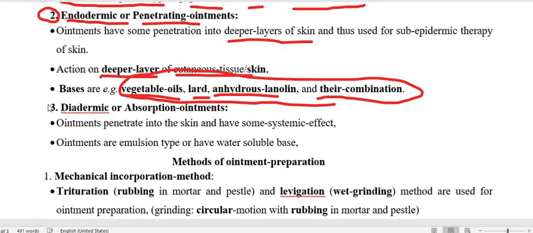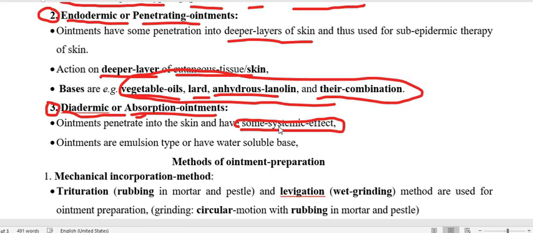And the last under the classification of the types of ointment is diadermic or absorption ointment. So why are we calling it the absorption ointment? Because the ointment will penetrate the skin, and some amount of the ointment also gets absorbed, and therefore it produces a systemic effect, though very meager, not a very high systemic absorption.